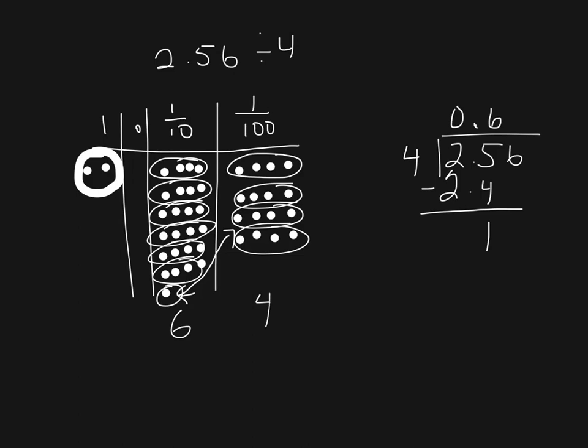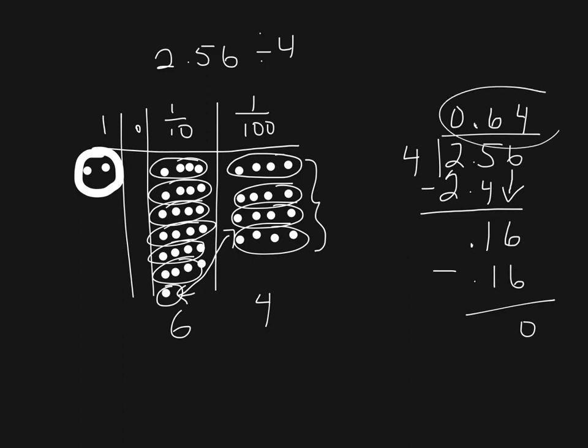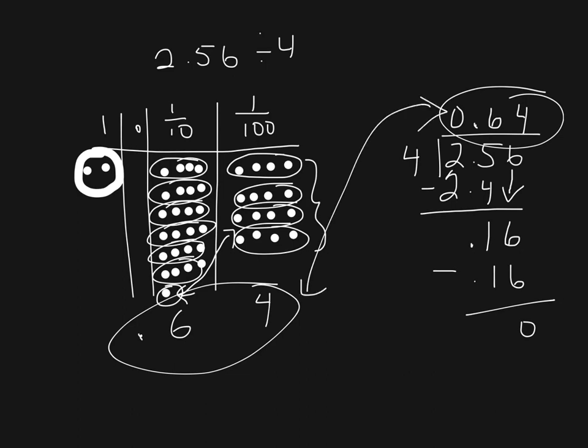So moving back to the standard algorithm, I see that I'm going to bring down that 6 to make 16 hundredths, which is what I had right here. I can get 4 hundredths, 4 groups of 4 hundredths out of that, which will be 16 hundredths. And when I subtract, I have nothing left over. So I get 64 hundredths in my algorithm and 64 hundredths when I use my place value chart. They match up. I know I am right.